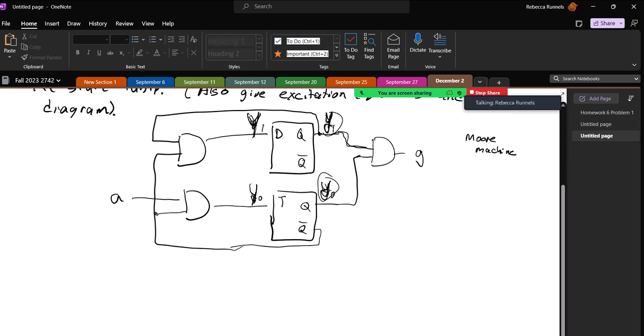Okay, so in order to get this going, we have to know the characteristic equations for our two types of flip-flops. So our characteristic equation for a D flip-flop is very easy. For D, the output is the same as the input. But for a T, we have a different characteristic equation. Let me write all of them for you. I think these will be handy for you to have. So these are the characteristic equations for the different kinds of flip-flops.